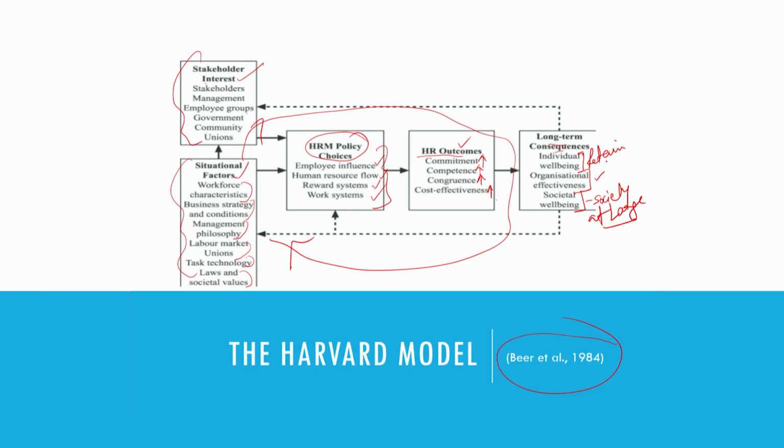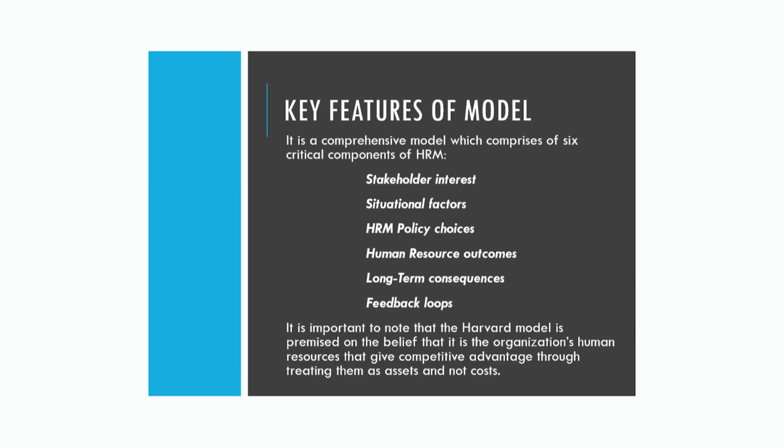Now see the arrows, which is most important. Once we have individual well-being, organizational effectiveness and social well-being, it gives back to the society and to the organization. Again, we have positive workforce characteristics, effective strategy, good management philosophy, labor market relationship very nicely done, task technology very high and societal values very high. So this is how the vicious circle keeps on moving in the Harvard model.